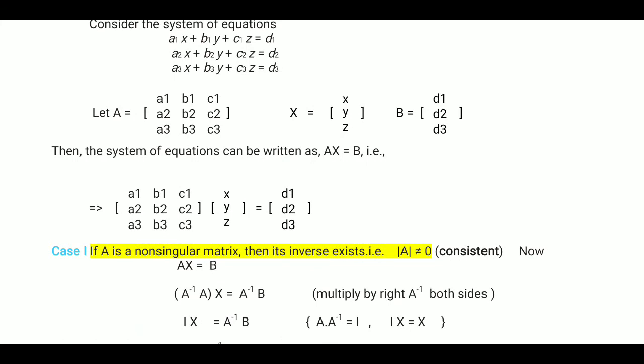Now the system will be seen like this: AX is equal to B. If we write in place of A the matrix a1, a2, a3, b1, b2, b3, c1, c2, c3, into X, that is the matrix having elements x, y, z, is equal to the constant matrix, that is d1, d2, d3. If we multiply these two and solve, we will get the same system of equations we already obtained.